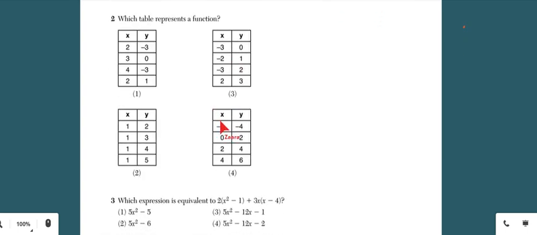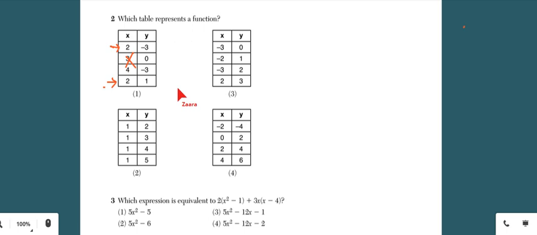Yep. Okay, look at the next question, what it says. It says which table represents a function. So for a function, the definition is for each input there must be one output, right? Yes. So if you look at the first one, for 2 there is one output, and for 2 you have a different output, which is 1. So this is not a function.